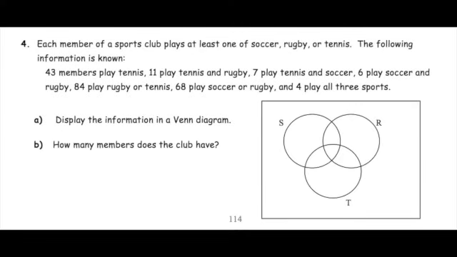Each member of a sports club plays at least one of soccer, rugby, or tennis. Answer the following questions given the following information. 43 members play tennis, 11 play tennis and rugby, 7 play tennis and soccer, 6 play soccer and rugby, 84 play rugby or tennis, 68 play soccer or rugby, and 4 play all three sports.